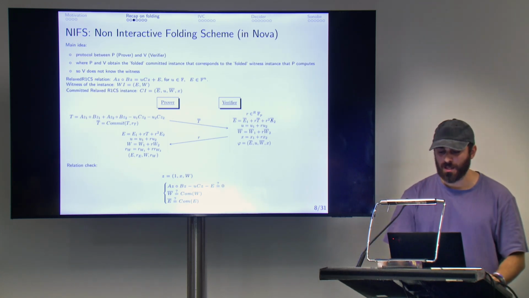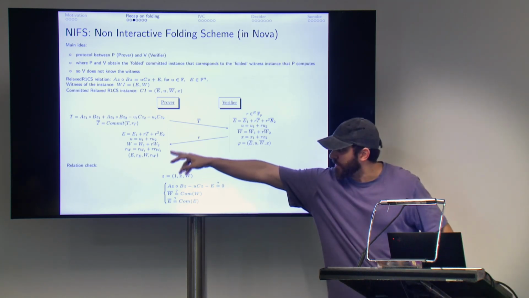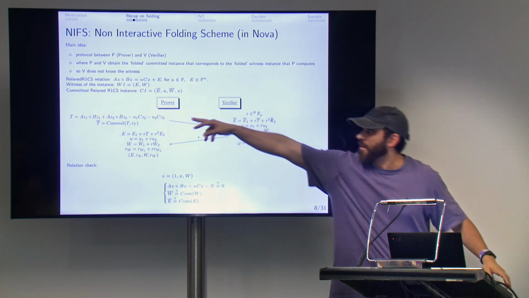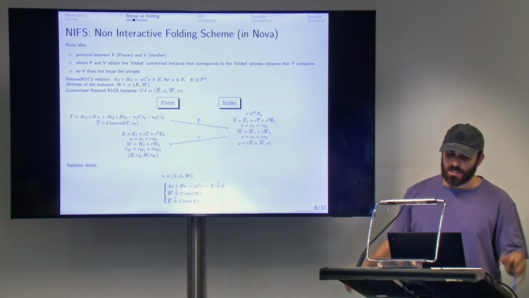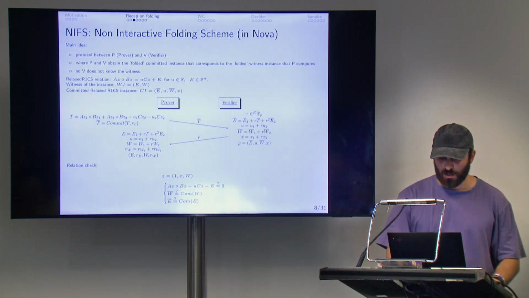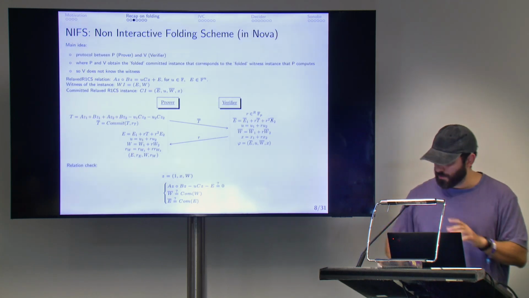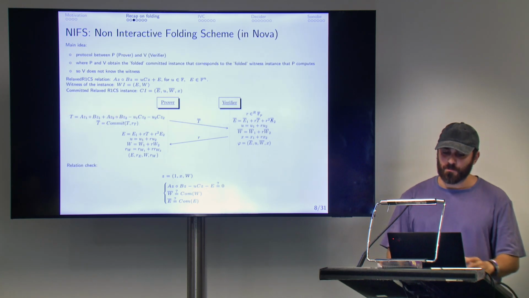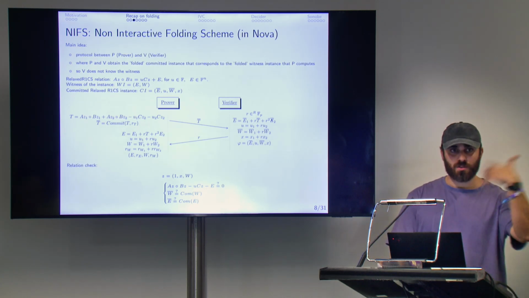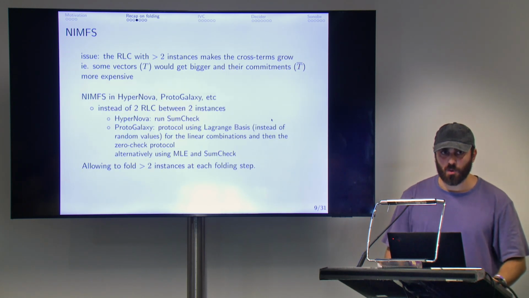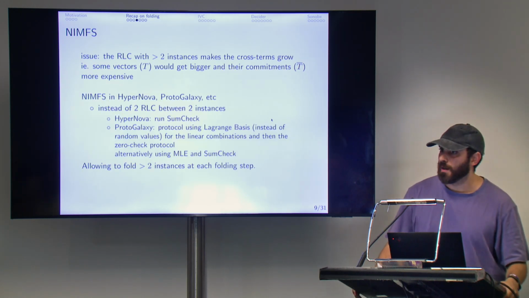So the issue with R1CS is that when you try to do this with more than two instances, say if we try to fold 10 instances, there are some cross terms, like this T parameter, in some of the places. And this will grow linearly the more instances we try to fold, when you do the math of the random linear combinations. So this does not scale well. But then some papers appeared later, like HyperNova, ProtoGalaxy, and so on, which provide solutions to be able to fold multiple instances.